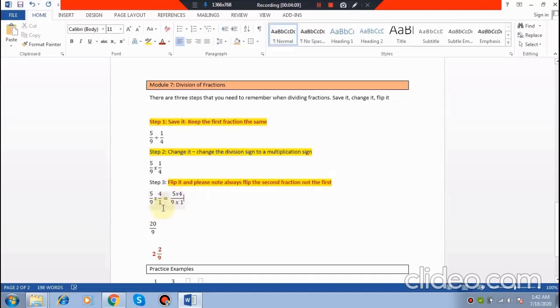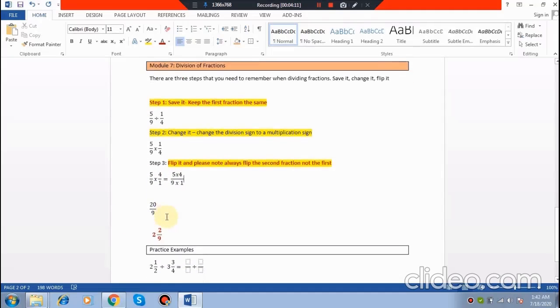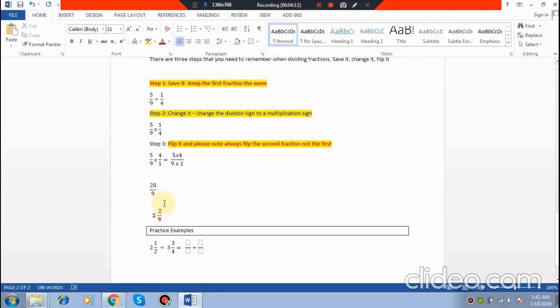So that's 20/9. Then we don't leave it as it is, unless the question tells us to leave your answer as an improper fraction. But in this case, I changed it to a mixed fraction. 9 into 20 is 2 times, remainder 2. So 2 and 2/9.